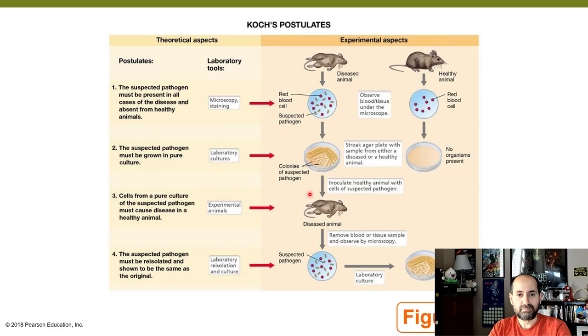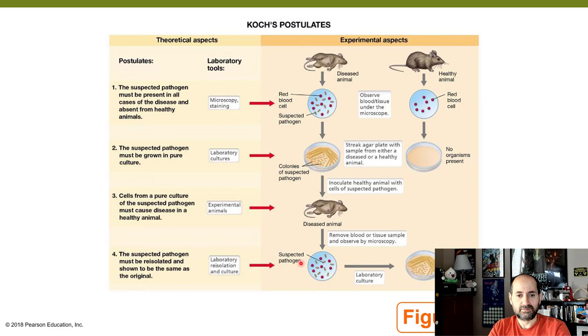So you have to be able to take the bacteria that you isolated from the original animal, inoculate a healthy animal, and that healthy animal has to succumb to the same disease. It has to present the same disease as the original. And then as a final step, you have to again be able to re-isolate the original bacteria. So you have to take blood from this deceased animal again and be able to find that bacterium again.